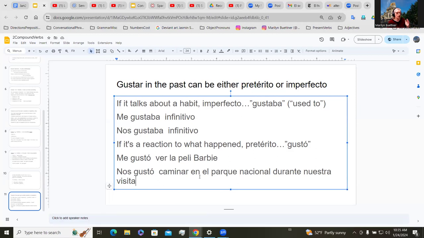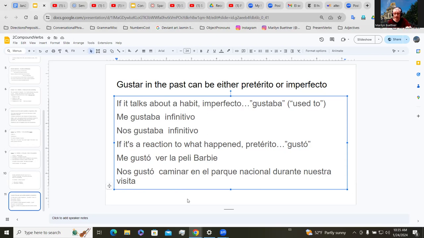So just know, you may hear either one of these with gustar as a past, but the gustó is going to indicate an experience that had a definite endpoint, and the gustaba is going to always convey the idea of used to, it happened many, many, many times. Un hábito. Okay? Vale. Entienden? Okay. Excelente. And of course, that gustó is maybe easier to use initially with things like Lori's example of liked the music.